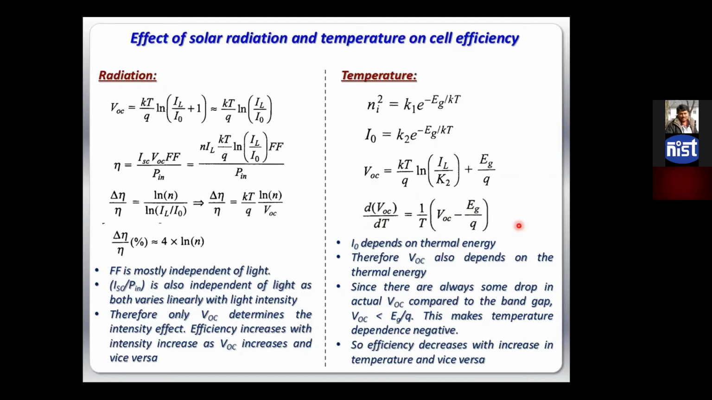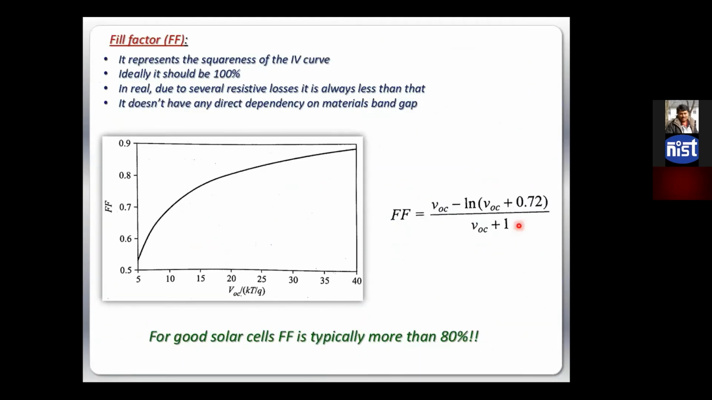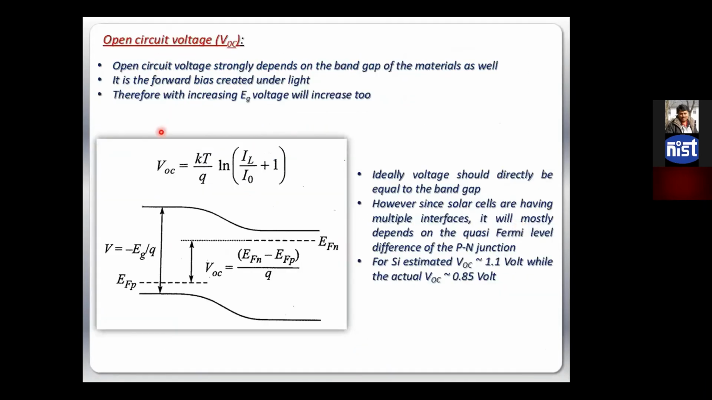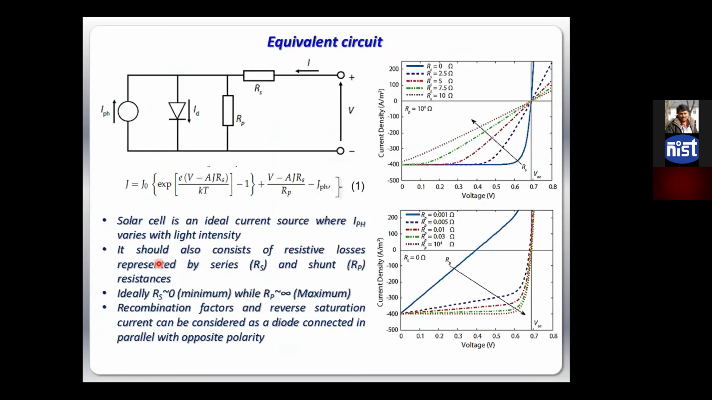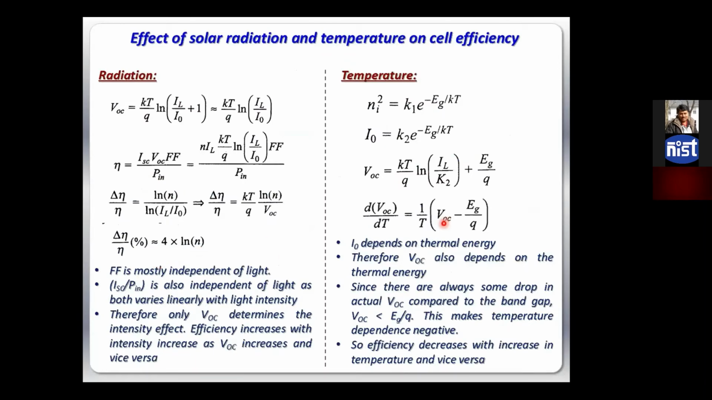Now, go back to this slide. What I said, the VOC ideally should be Eg by Q. But because of the p-n junction and because of this Quasi-Fermi level distribution, we always have some losses and the VOC is slightly lower than the Eg by Q. So if VOC is slightly lower than Eg by Q in the real world, that means this term VOC minus Eg by Q is always negative.